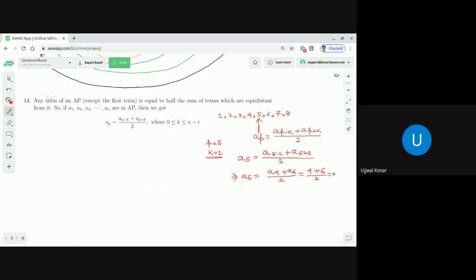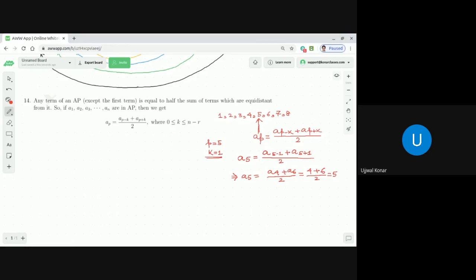That is equal to 10 by 2, which is equal to 5, which is nothing but A5. Clear or not clear? Yes. In that way, you can take any value of K which is in between 0 to n minus r in a generic sense. But in context to our discussion, we can take any value in the range of that K.